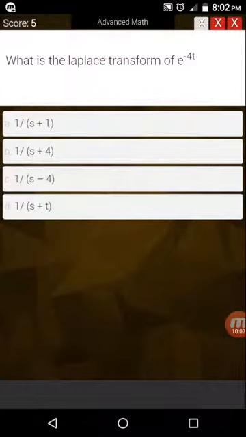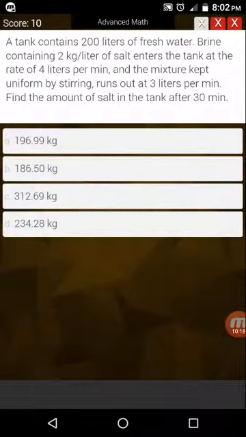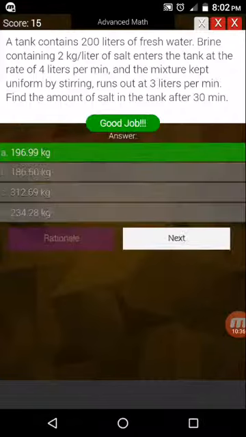What is the Laplace transform of e to the negative 4t? The correct answer is 1 all over s plus 4. A tank contains 200 liters of fresh water. Brine containing 2 kg per liter of salt enters the tank at the rate of 4 liters per minute, and the mixture, kept uniform by stirring, runs out at 3 liters per minute. Find the amount of salt in the tank after 30 minutes. Answer is 196.99 kg.